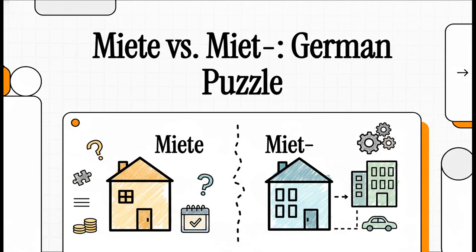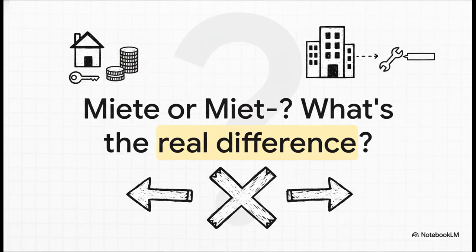Welcome to the Explainer. Today, we are going to crack a classic German language puzzle. We're talking about two words that look almost identical, sound pretty much the same, but they can really trip up any new learner. We're talking about Miete and Miet. Okay, let's just dive right in.